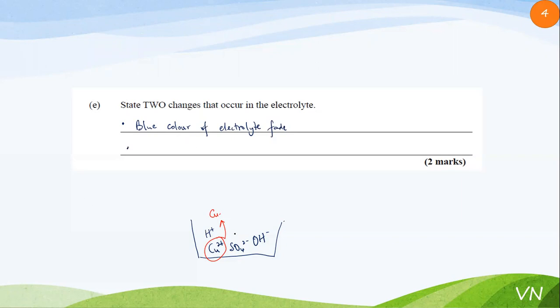So what's the next one now? What will be another change to the electrolyte during this process? So I see somebody say hydrogen gas. I'm not too sure. Remember that we have to talk about the electrolyte. What is happening to the electrolyte?